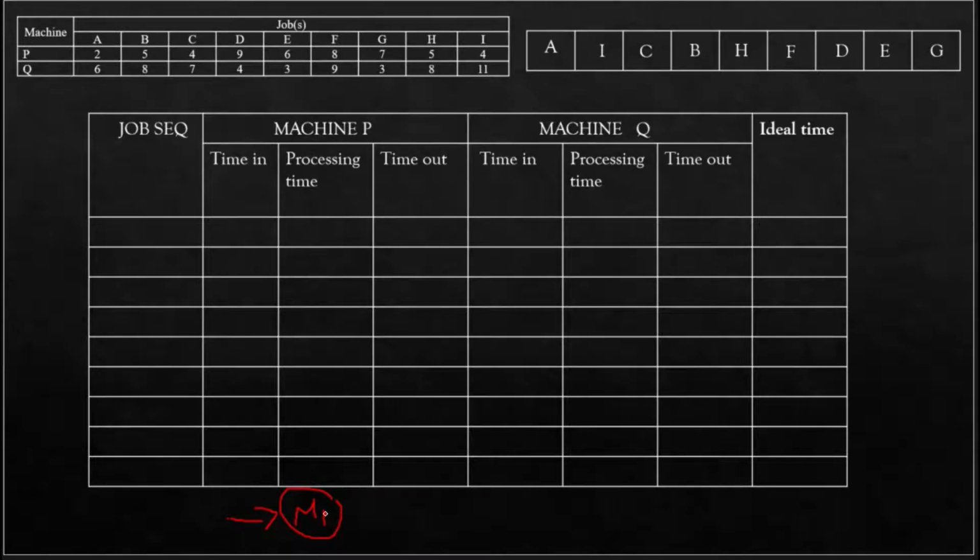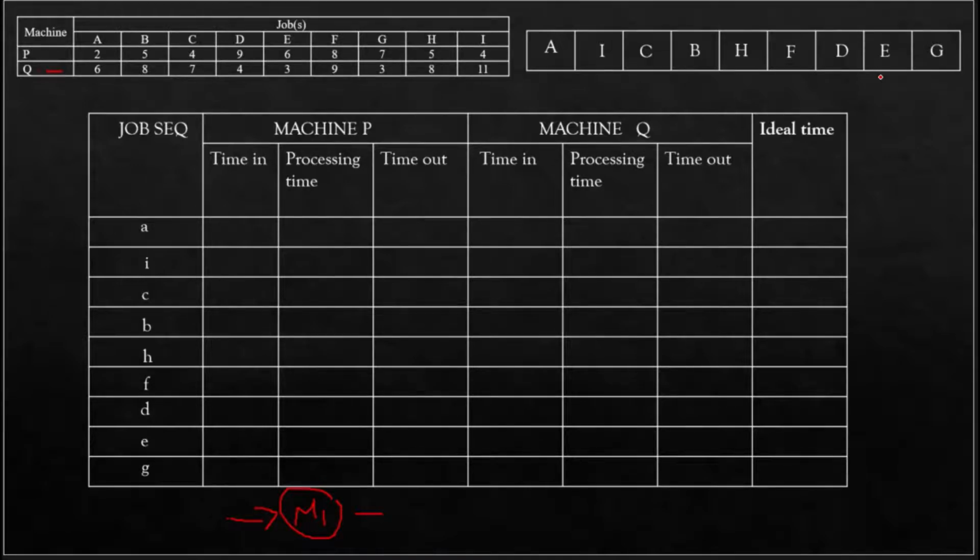Next we have the process times. For machine P, we have the 9 jobs and their processing times, and for machine Q, there are 9 jobs and the processing times are 6, 8, 7, 4, 3, 9, 3, 8, 11. Based on this information we want to know the total elapsed time and the idle times of both machines. We have the job sequence, which we already found, so I am placing it in sequence order: A, I, C, B, H, F, D, E, and G.